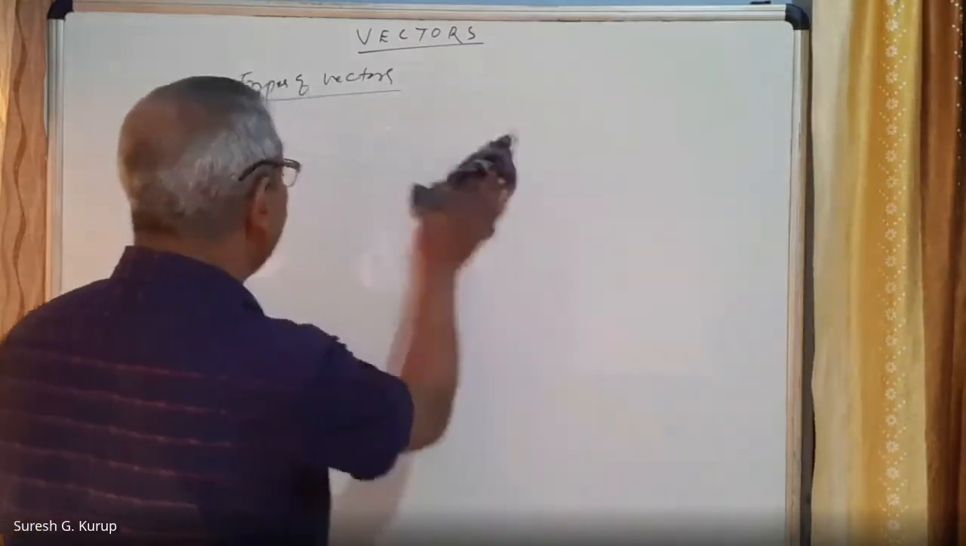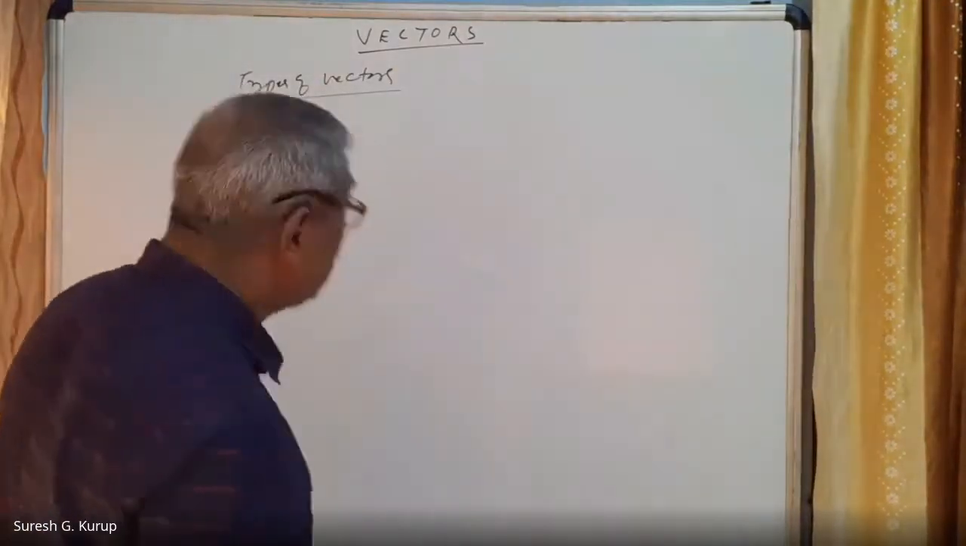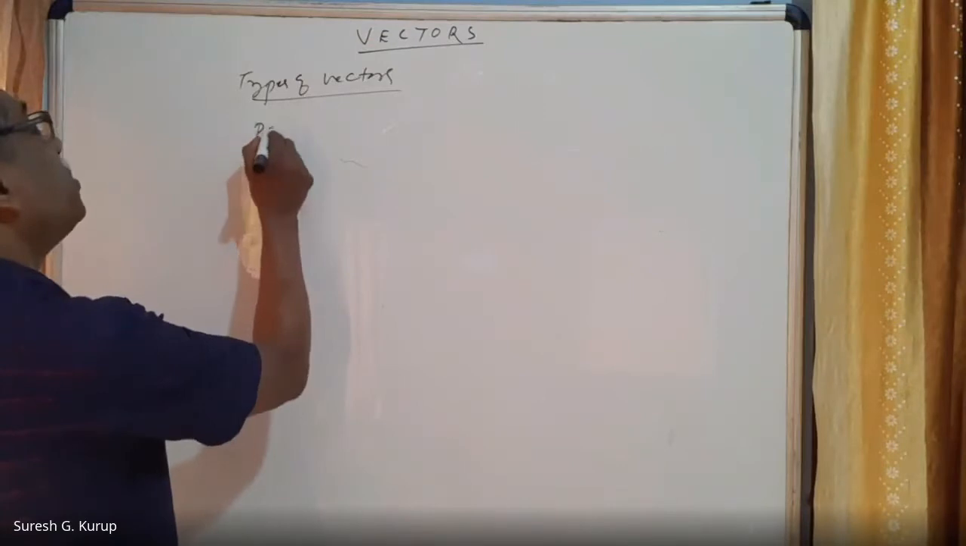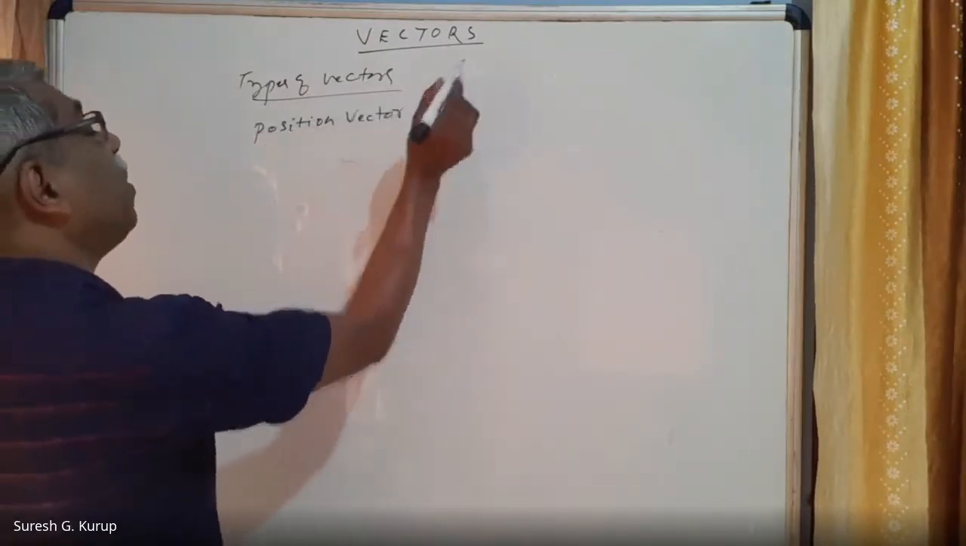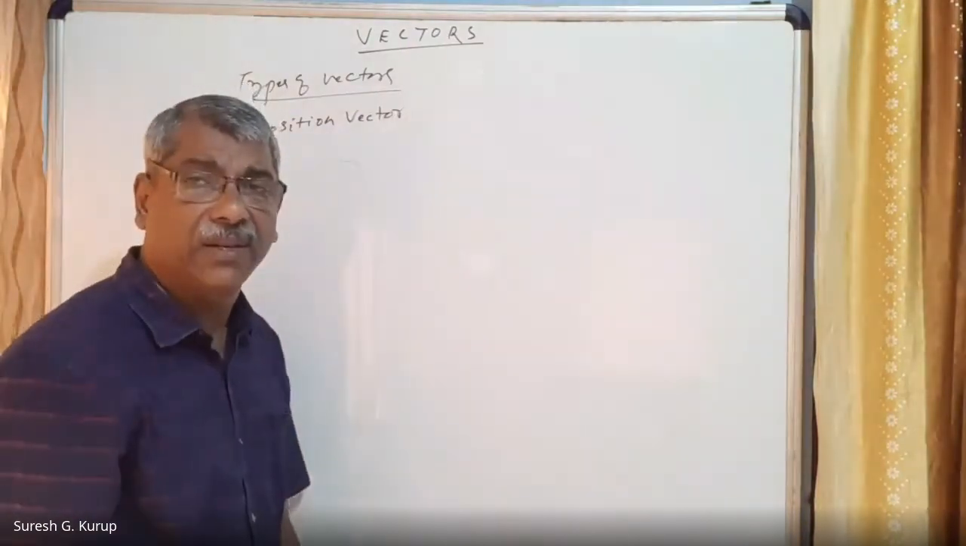Position vectors here, right? Next is position vectors. All these definitions you will remember, right?